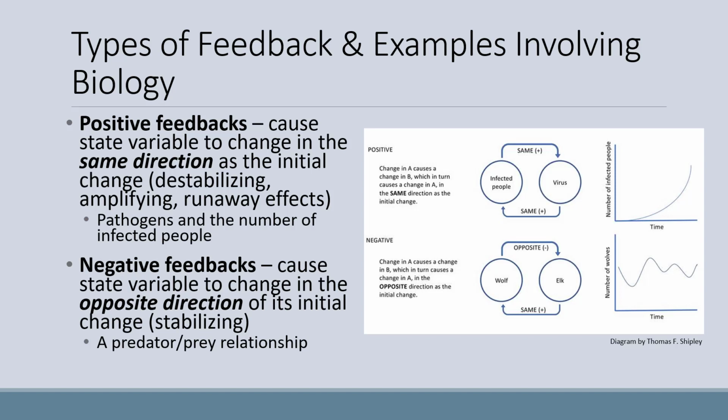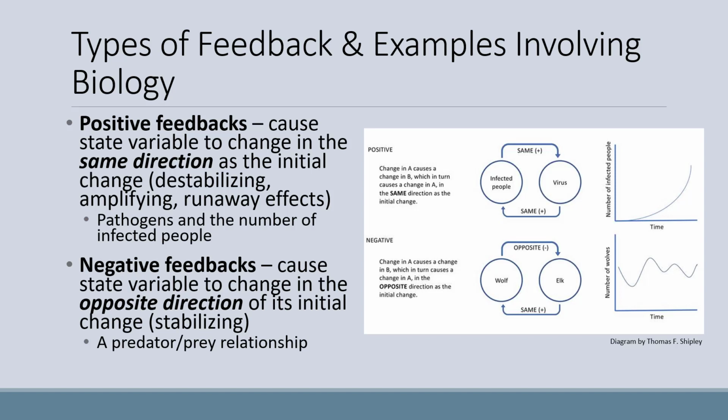Another example of a negative feedback, one that involves living organisms, would be a predator-prey relationship. In the example on the right, we have a wolf and elk. The more wolves there are, the more elk they will eat. This decreases the prey population, and then wolves are not able to feed as much. As a consequence, wolves die and have fewer babies.